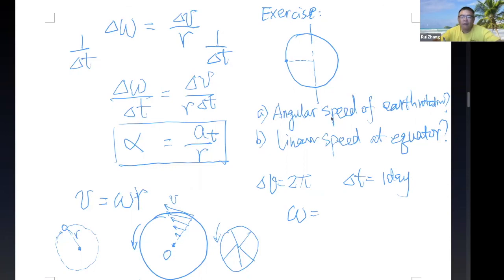Now for the linear speed, we need to use this formula here. So I need to give you the radius of the Earth. Let me look it up. So go ahead and calculate the angular speed for now, and send me your answer.